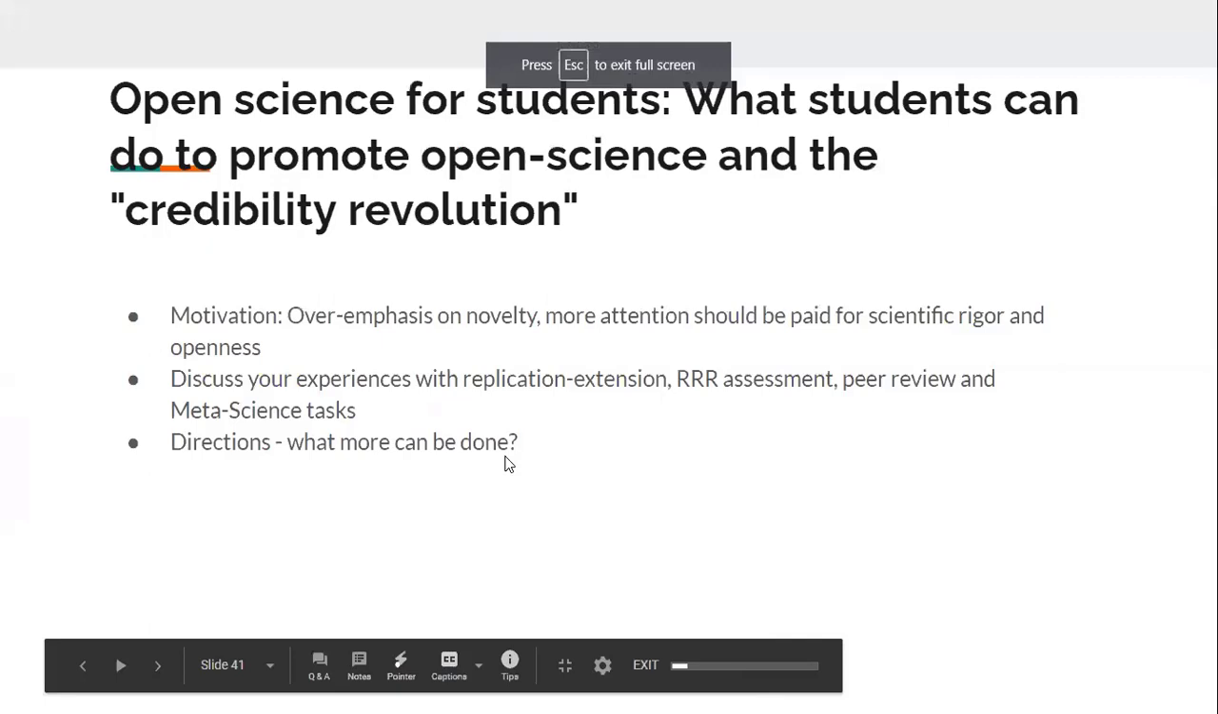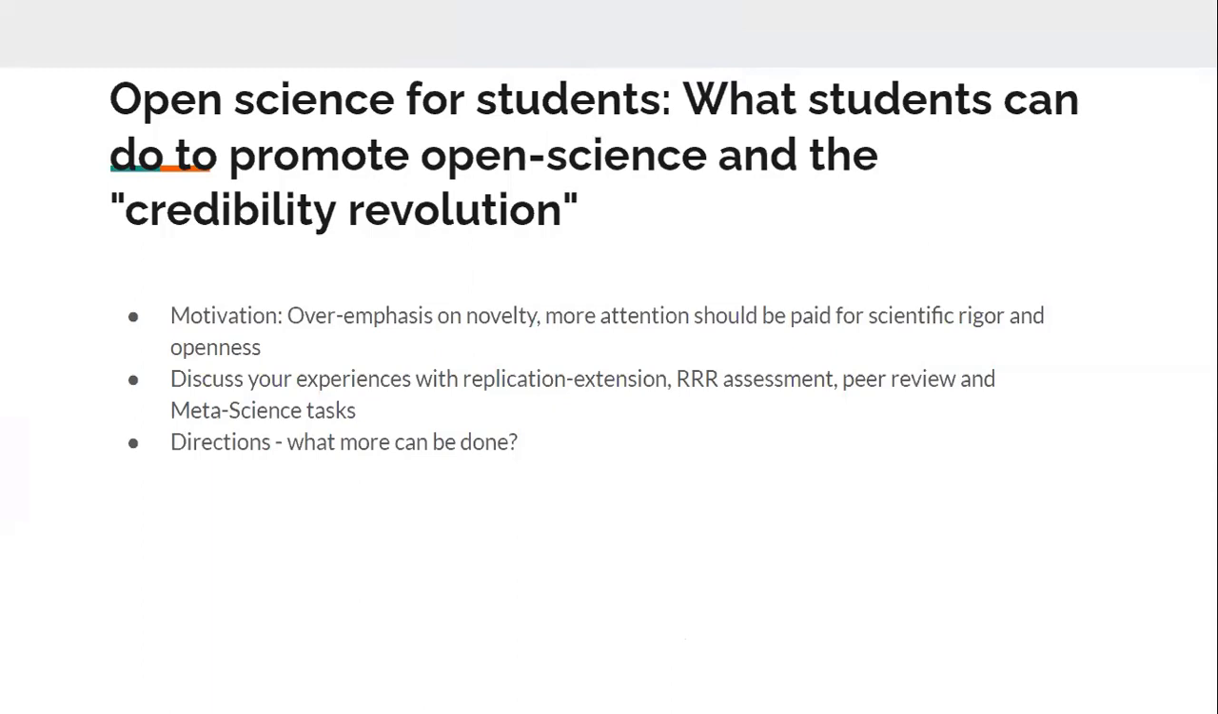This is followed by one of the groups that will work on open science for students: what students can do to promote open science and the credibility revolution. The motivation is that there seems to be an overemphasis on novelty, and there should be more attention paid to scientific rigor, openness and credibility. So discuss your own experiences with replication extension, LLM assessment, peer review, meta-science tasks, etc. This sums up the different experiences you have. And what are the directions?